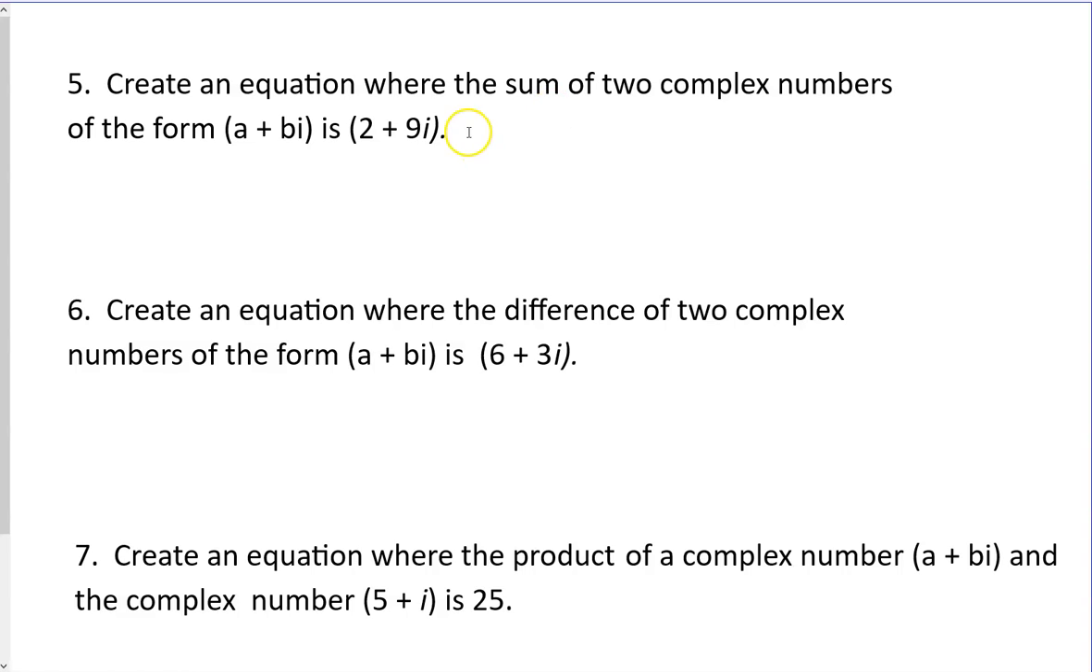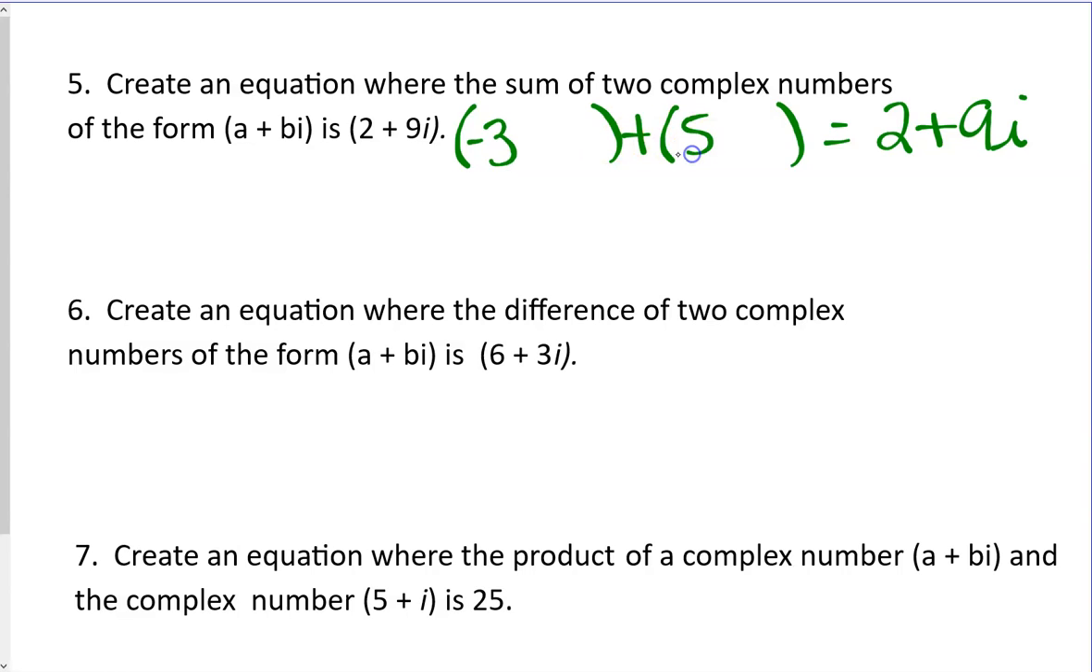So what does that mean? That means I want you to create 2 complex numbers that add together to give me 2 plus 9i. Right? There are a lot of different options, okay? I need to find 2 real numbers that add up to give me 2. So I'm going to do negative 3 plus 5. Negative 3 plus 5 gives me positive 2.